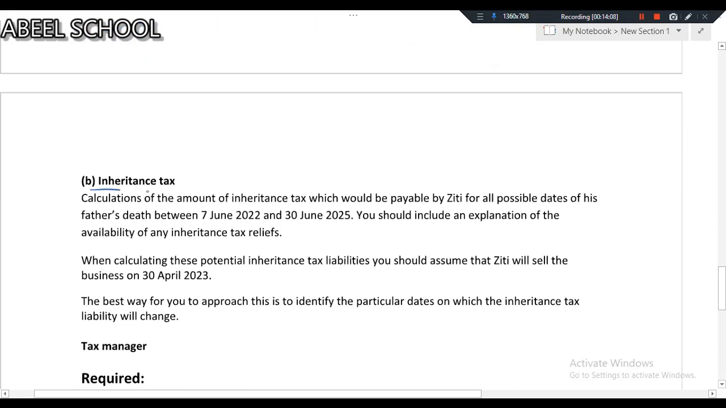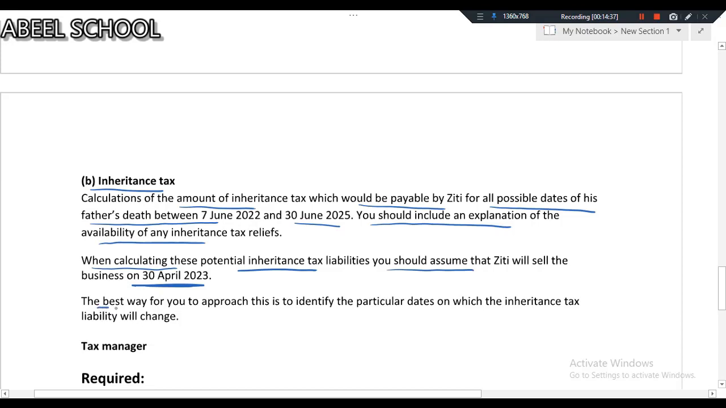Okay, for inheritance, what it says: calculation of the amount of inheritance tax which would be payable by ZT for all possible dates of death of his father between 7 June 2022 and 30th June 2025. You should include an explanation of the availability of any inheritance tax relief as well. When calculating these potential inheritance tax liabilities, you should assume that ZT will sell the business on this date.